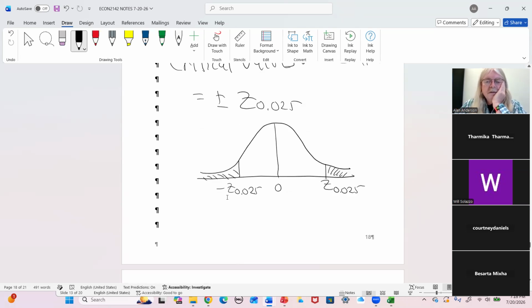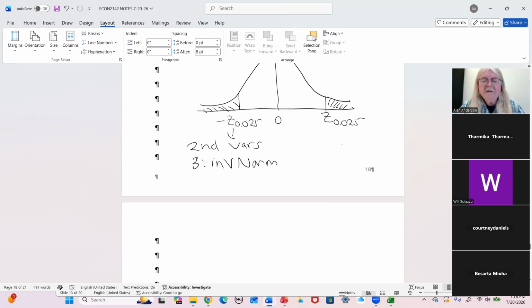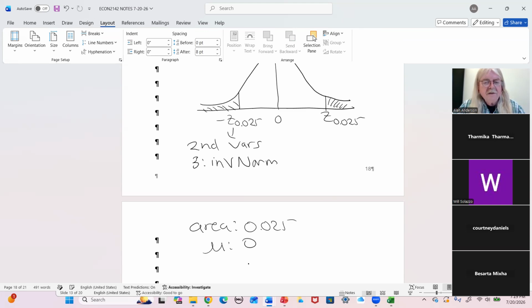Okay, so we can look up, let's say this one. So INV norm, and so we need the area, which will be that left tail of 0.025, mean 0, standard deviation 1, and that leaves us with negative 1.96.